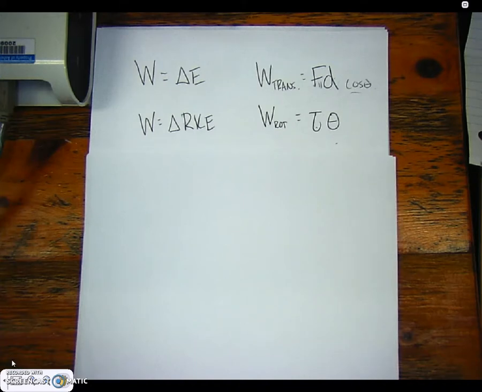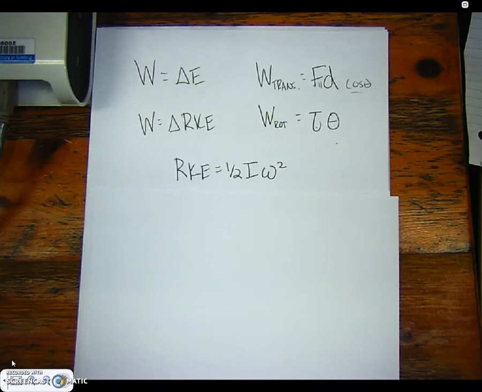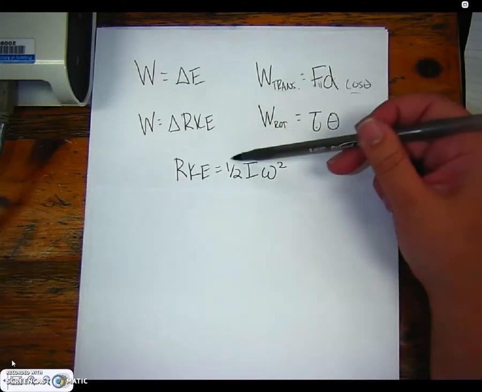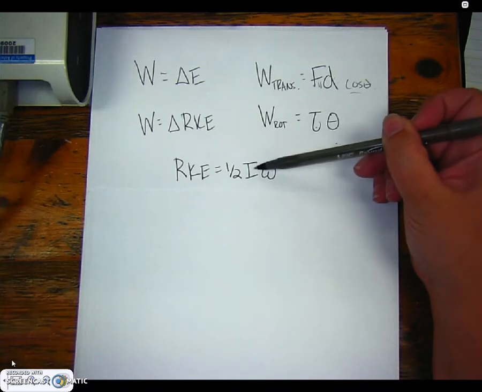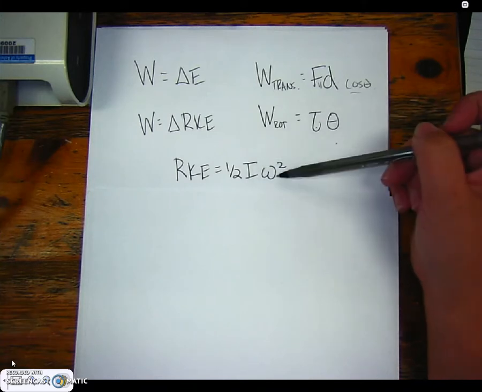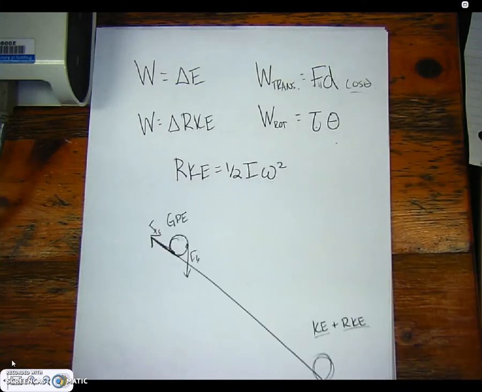It mirrors our translational kinetic energy, so that is KE equals 1/2 mv squared. So when we write the equation for rotational kinetic energy, we use 1/2. And remember, mass for something rotationally is that I, that moment of inertia, times the velocity squared.